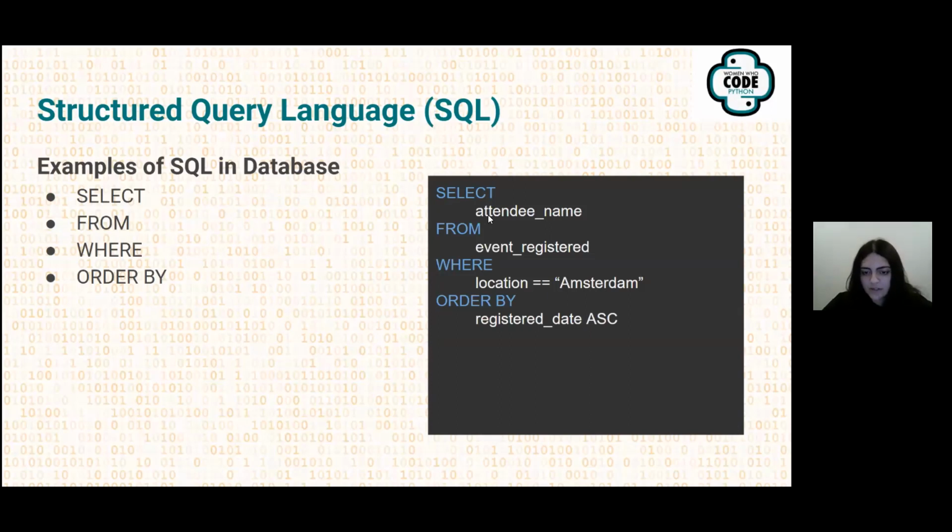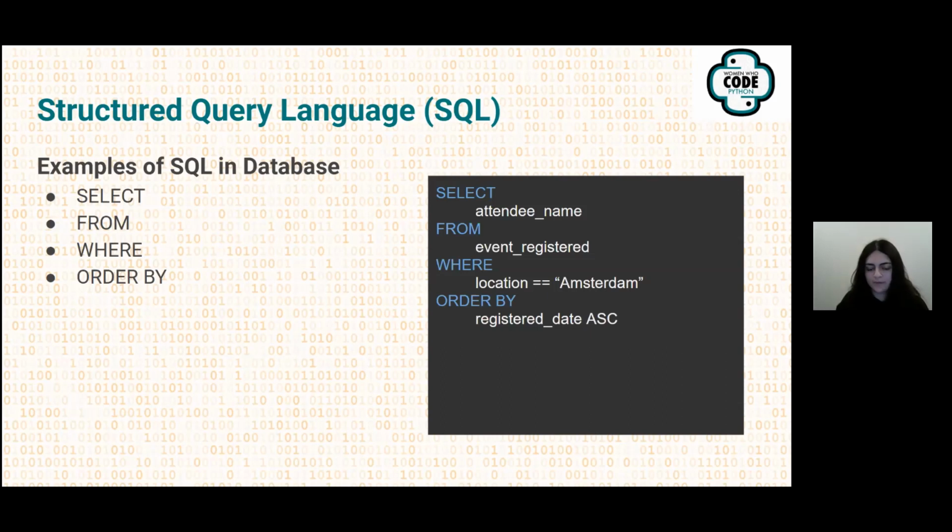By the way, SQL is a lot like English, so it's very intuitive to understand what's going on just by reading the code. Like I said, the actual syntax is not difficult with SQL. It's very straightforward. So we want to select the attendee name from the event registered, so from a database of events that were registered. The from syntax tells us where I'm getting this information from. And I'm selecting the attendee name where location is Amsterdam.